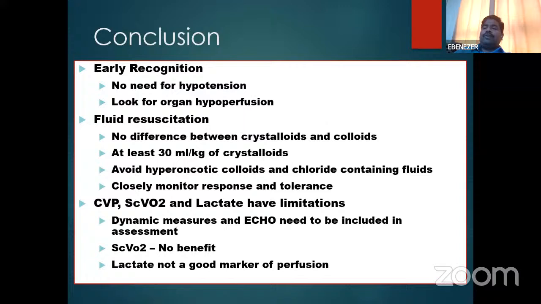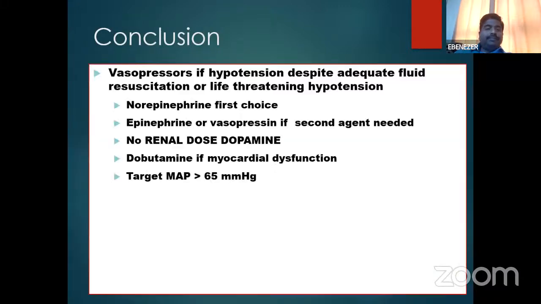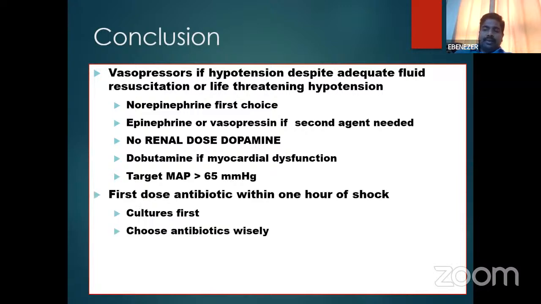It's of great use when you manage a patient with septic shock. And next one would be vasopressors. You have to use norepinephrine as the first choice. As I told you, no renal dose of dopamine. Please don't wait for a central line to start a vasopressor. Start through a peripheral line. Sometimes you'll be able to stabilize the patient and even avoid a central line.